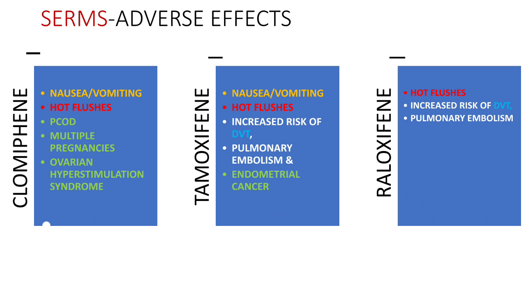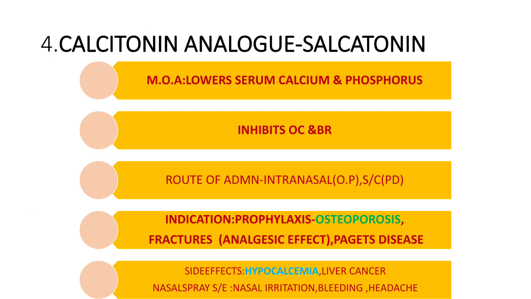The side effects of SERMs are: clomiphene causes nausea and vomiting, hot flushes, PCOD, multiple pregnancies, ovarian hyperstimulation syndrome. Tamoxifen causes nausea, vomiting, hot flushes, increased risk of deep vein thrombosis, pulmonary embolism, and endometrial cancer. Raloxifene causes hot flushes and increased risk of deep vein thrombosis and pulmonary embolism.